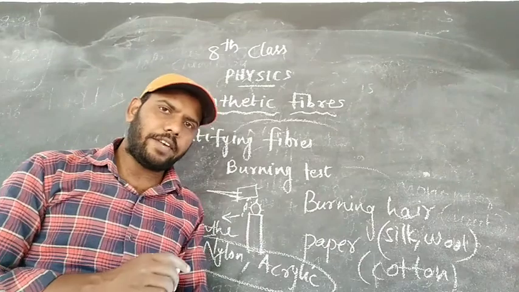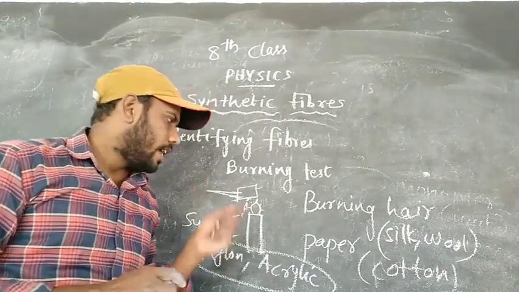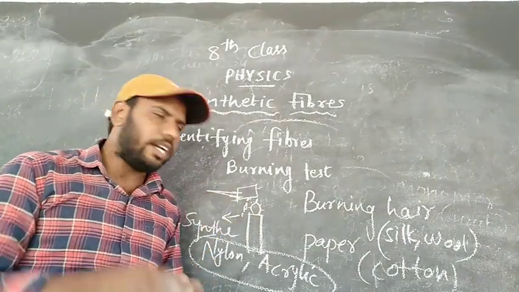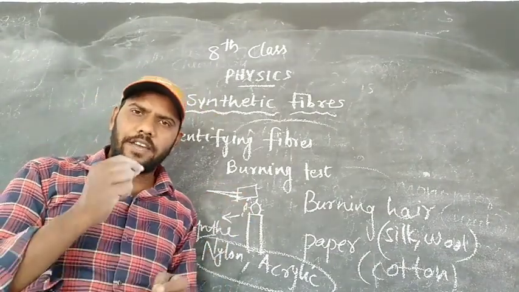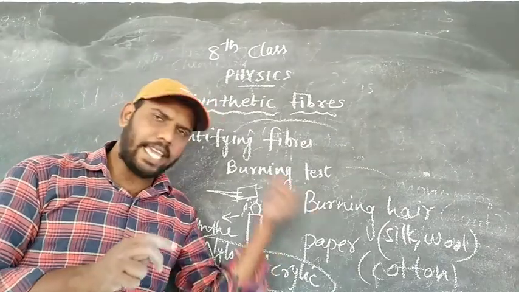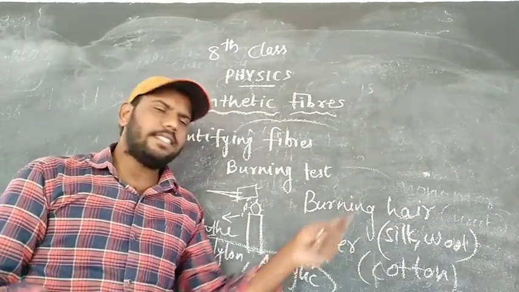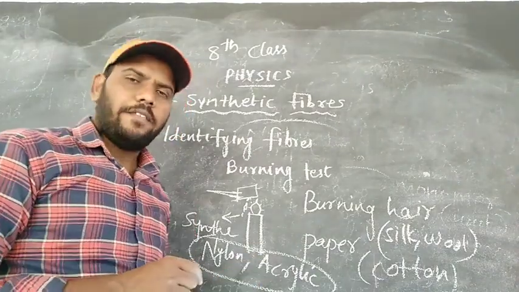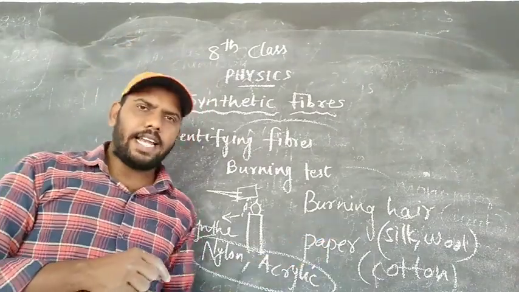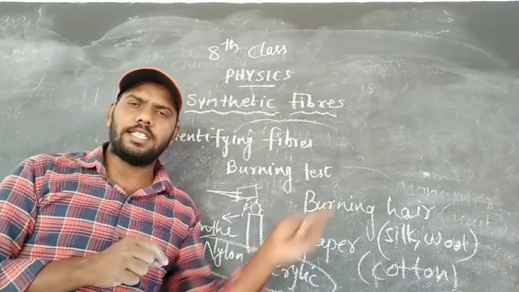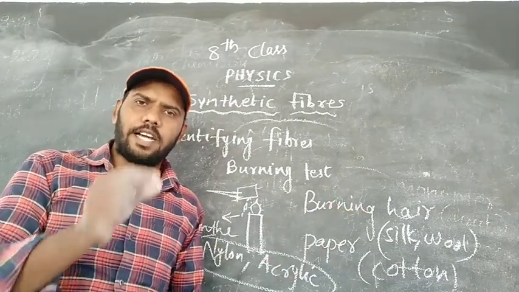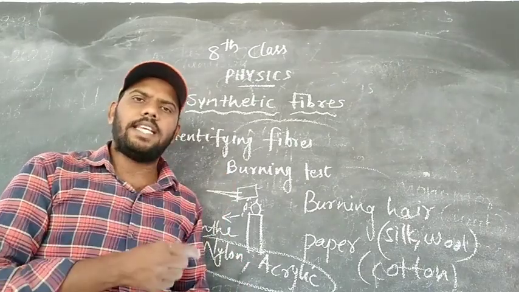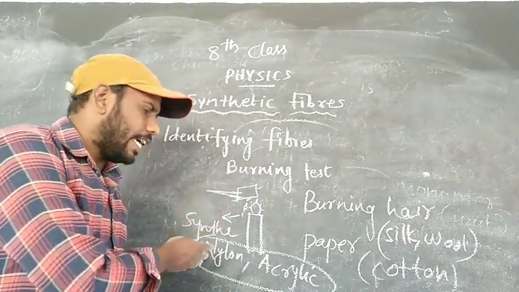How can I identify? I took a candle and brought cloth pieces nearer to the candle with the help of tweezers. If I get the smell of burning hair, I decide it is silk or woolen cloth, a natural fiber. If I get the smell of burning paper, I decide it is a cotton cloth. These are natural fibers. And if the cloth piece starts to melt, I decide it is a synthetic fiber such as nylon and acrylic.